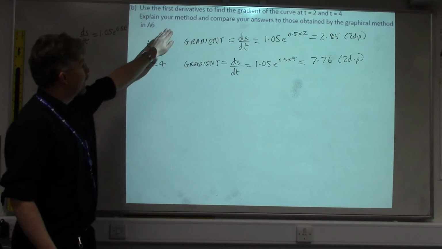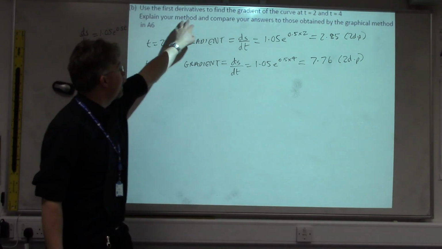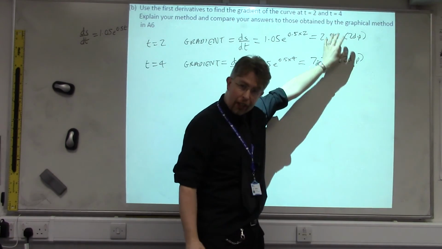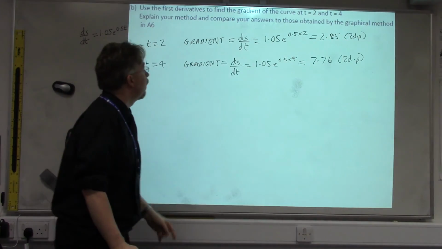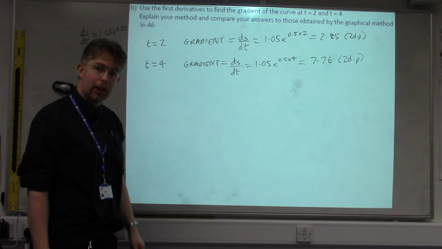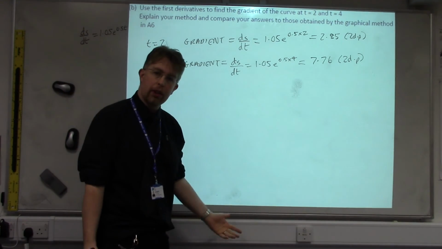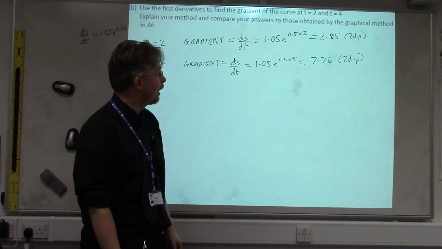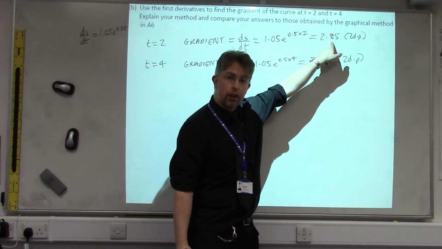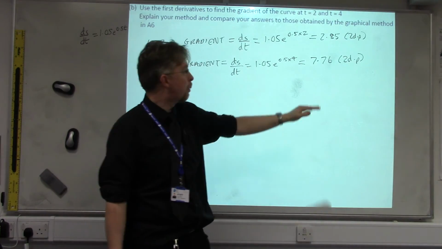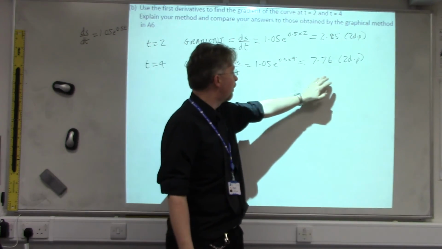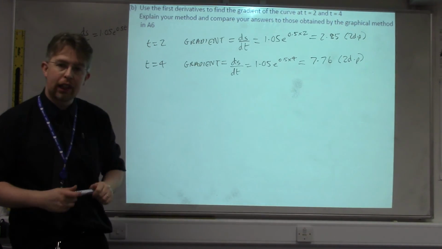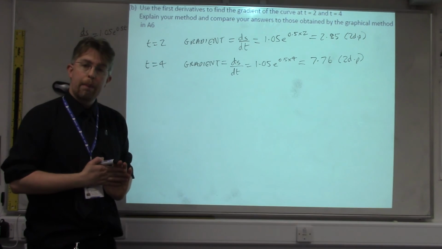Now, to get the merits and distinctions, again we're going to have to explain our method and compare our answers. These, though rounded, are the exact answers, so your answers from A6 are estimates. Judge your estimates based on how close they are to these true answers. If your first one's really close to 2.85, it's a good estimate. If it's far away, it's not a good estimate. And the same for the 7.76 corresponding to t equals 4. Best of luck.